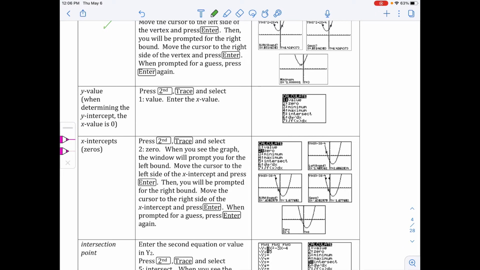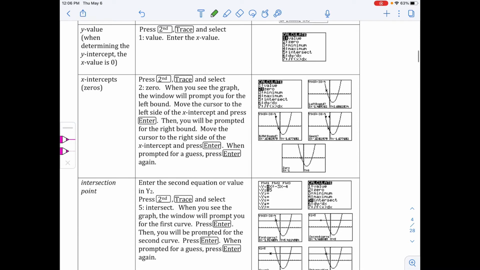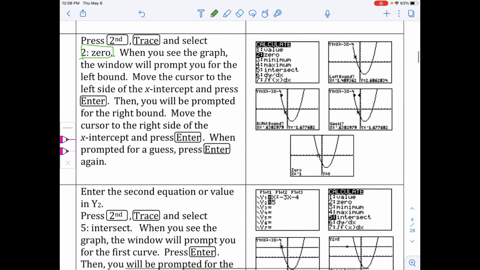Find the y value when determining the x-intercept, the y-intercept. So the x value would be 0. How to find zeros of a function or x-intercept: second trace number 2, the zero, and that's where you would find the left boundary and the right boundary of that x-intercept, which is what this is showing here. If we envision that left line, this would be that vertical line that would be the left, and this would be the right.